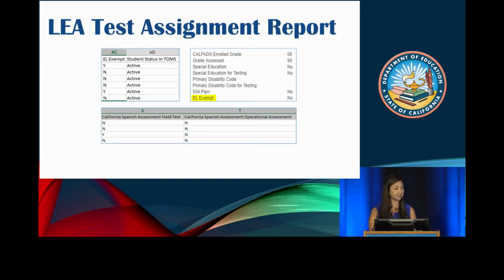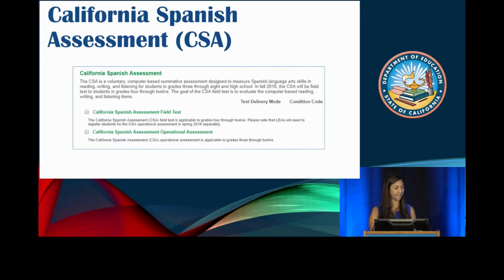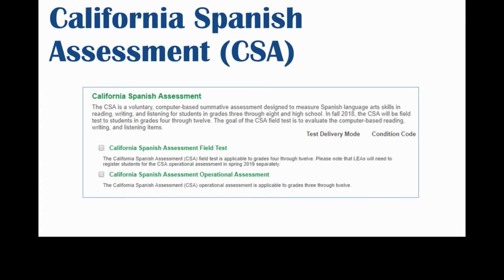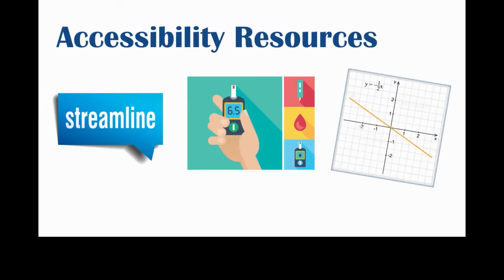The column indicating if the Spanish SSR has been requested for the student has been removed from this report. In a later release of TOMS, there will be a separate report for the LEAs to provide information on SSRs requested in additional languages such as Spanish, Mandarin, Vietnamese, and Filipino. There will also be separate columns for CSA field test and CSA operational assessment. Speaking of the CSA, the new section for the California Spanish Assessment has been added to the test registration screen for both the field test and the operational assessment.